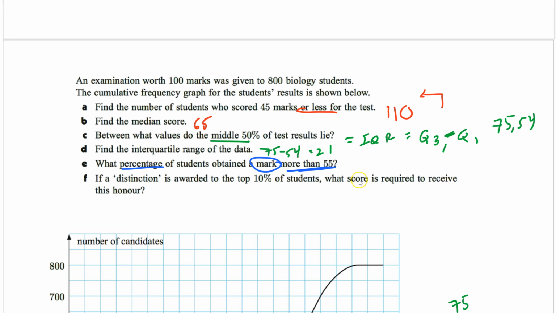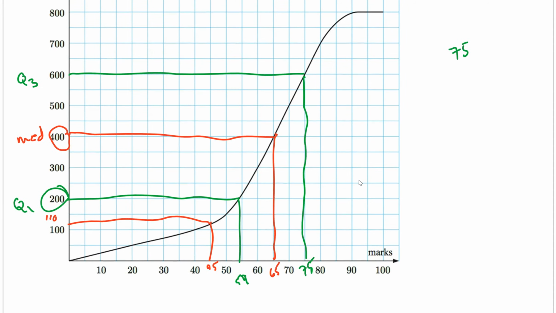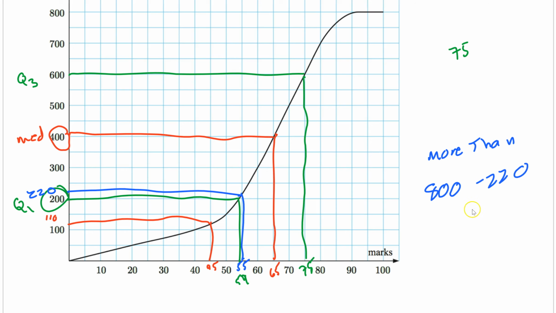So more than, again, from the top, more than. So I go down here, look at my marks. So here is 55. Right, so again, here's my marks. I go up and across. You always use the graph on this problem. Then go across. And you have to do an estimate to about, let's say 220. Now again, it said more than, so we gotta go from the top. So 800 minus 220, so about 580.